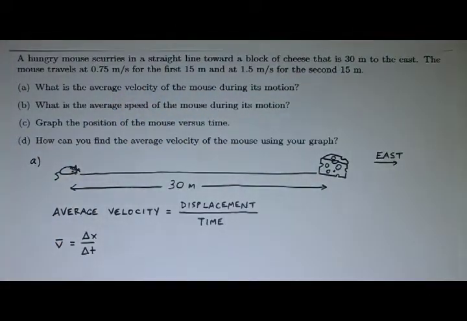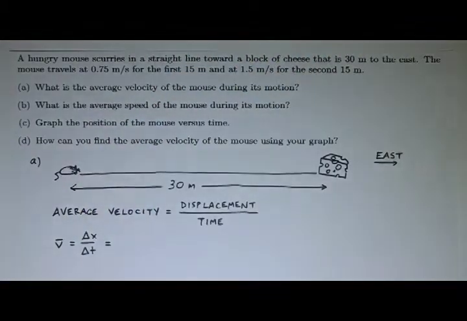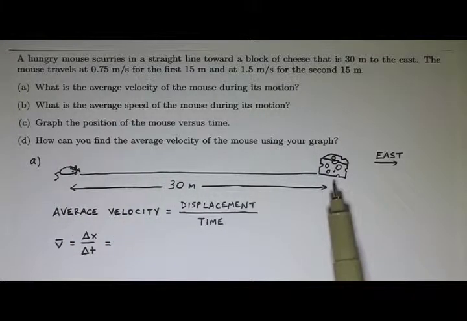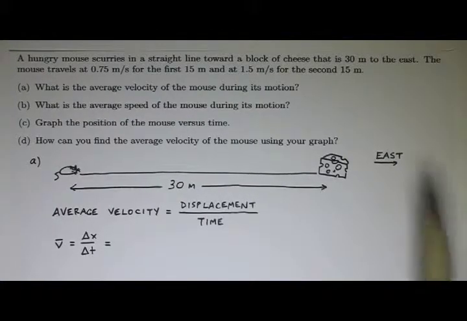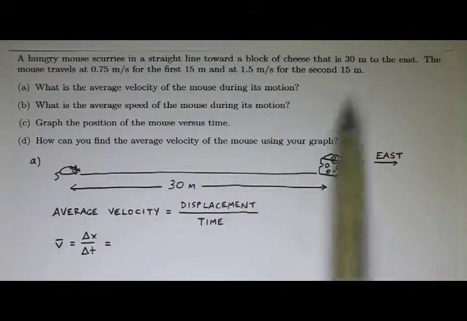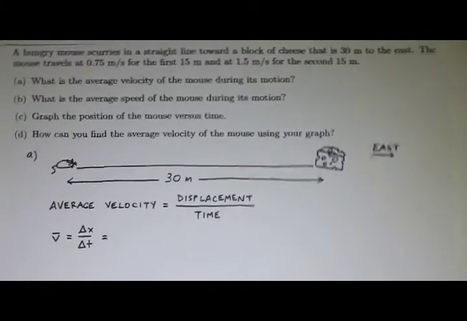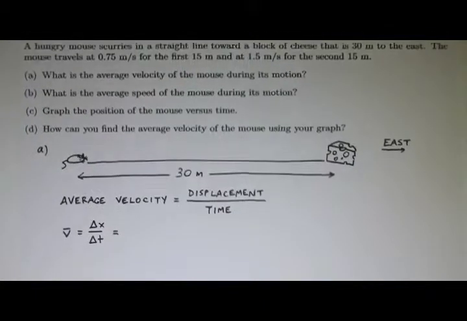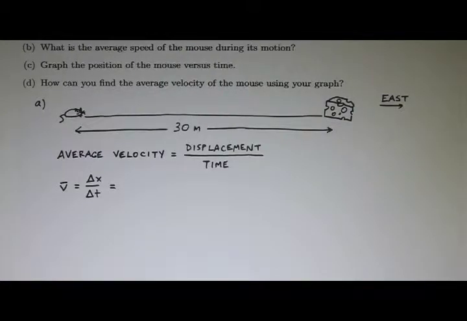Okay. And now I need to figure out what delta x and delta t are, and I have a little bit of a problem. I know delta x, the mouse started at 0, ended up at 30 meters, so delta x is just 30 meters minus 0 meters, but I don't know delta t. How long did it take him to get from here to there? But I do know that the first 15 meters he traveled at one rate, and the second 15 meters he traveled at another rate, so I can just use the simple velocity equals distance over time formula, since I have a constant velocity for each of those two travel segments there.